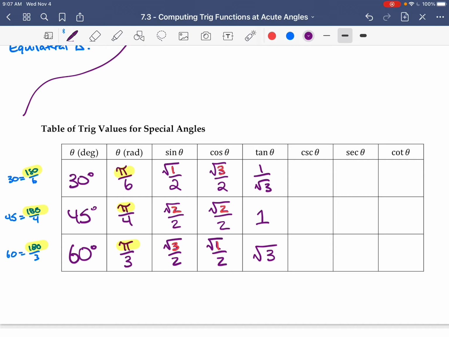Now cosecant is 1 over sine. So all I have to do is flip the sine number. So 1 over 2 flipped is 2. Root 2 over 2 flipped is 2 over root 2, which is actually just root 2. And then this one's going to be 2 over root 3.